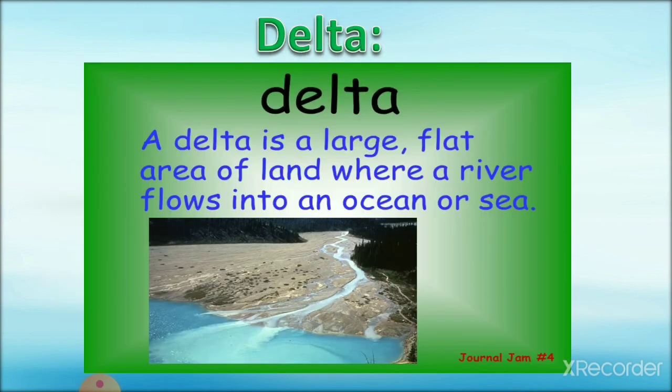Now another important landform made by rivers is the delta. A delta is a large flat area of land where a river flows into an ocean or a sea. In this stage, triangular shaped land is formed between the distributaries due to the deposition of the sediment, right? And this is a delta. The delta formed by the Ganga and the Brahmaputra rivers is the largest in the world. So these are the different landforms which are formed due to the river.